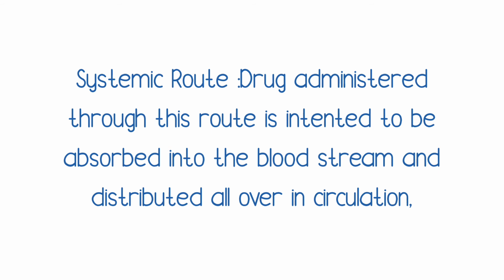So what do you mean by systemic route of administration? The drug administered through systemic route is intended to be absorbed into the bloodstream and distributed all over, including the site of action in the circulation. The local route was for only the localized lesions, but the systemic route means all over the circulation the drug is intended to be absorbed. So it can be further divided into the enteral, parenteral, cutaneous, inhalation, and nasal routes.